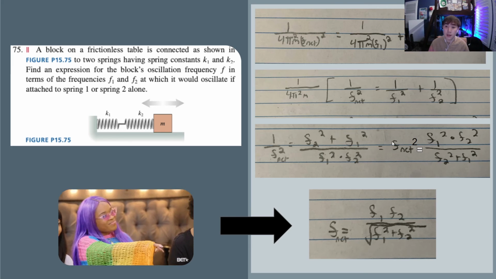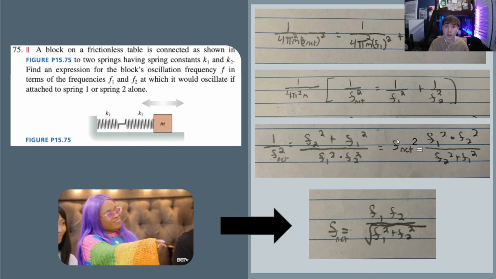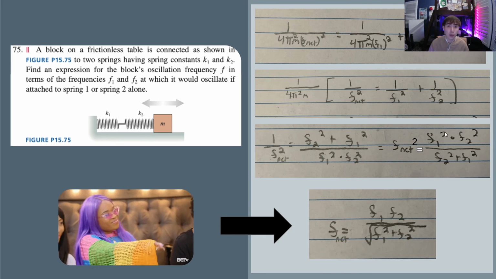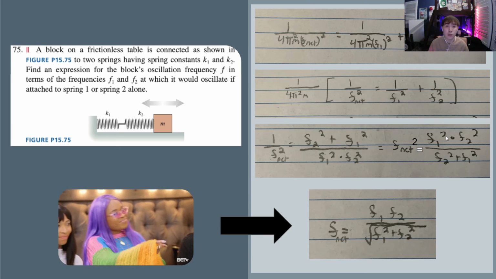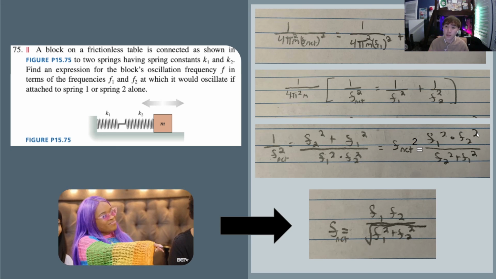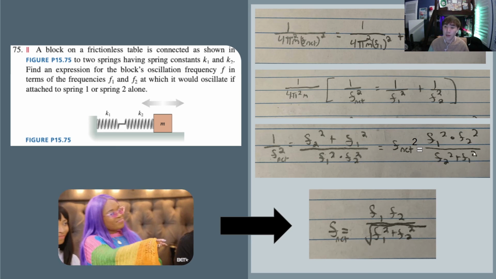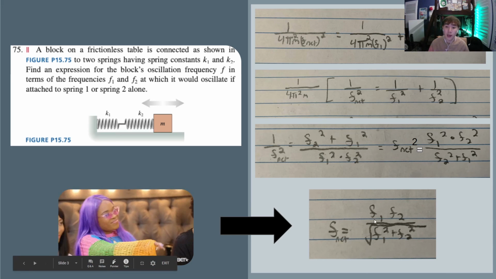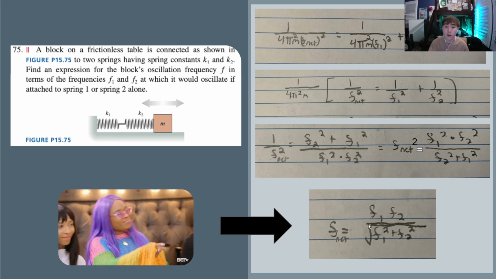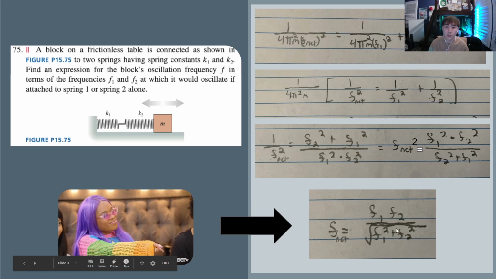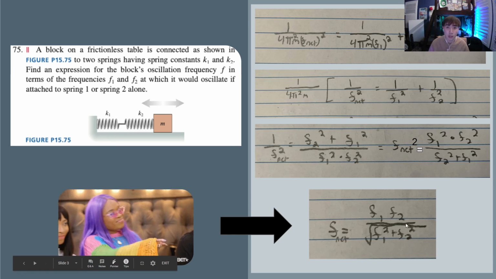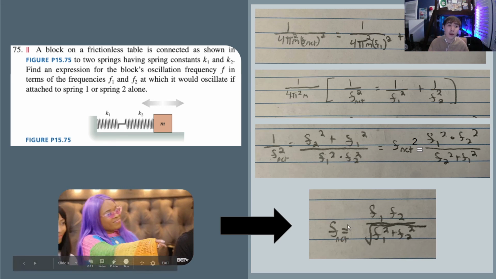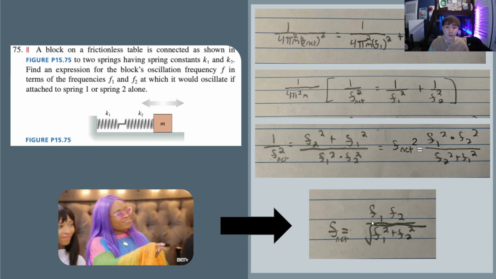And since we have F net squared, we want to square root everything, and then the square root cancels the squared variables at the top, but just leaves the bottom with the square root. That leaves us with F net equals F1 times F2 over the square root of F1 squared plus F2 squared. And that's our expression for the block's oscillation frequency F in terms of F1 and F2. And that's our answer.